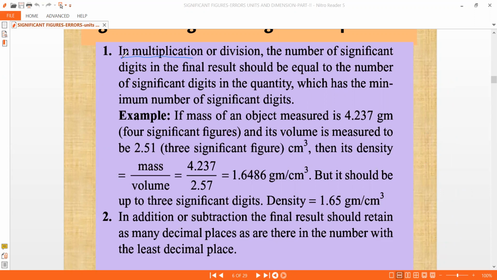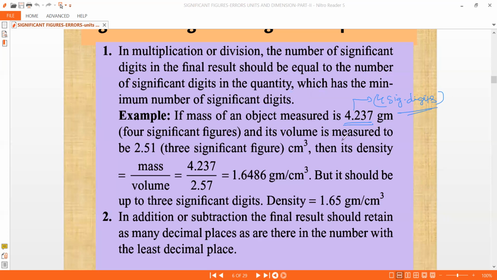So why is it like this? Let us see. In multiplication or division, the number of significant digits in the final result should be equal to the number of significant digits in the quantity which has the minimum number of significant digits. So this is the idea I want to tell you. Why is it like this? Let us consider this example. If the mass of an object is measured as 4.237, it contains 4 significant digits.